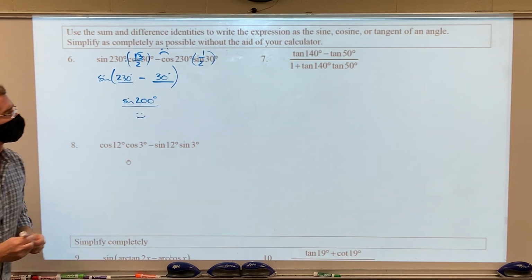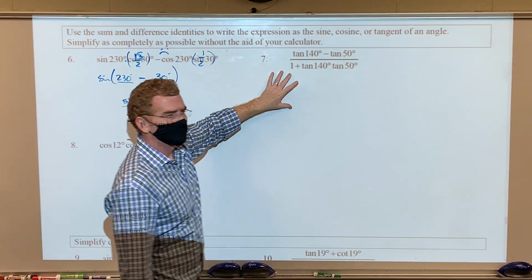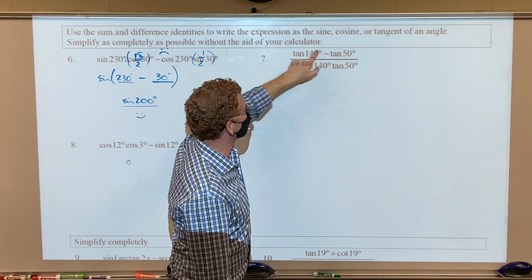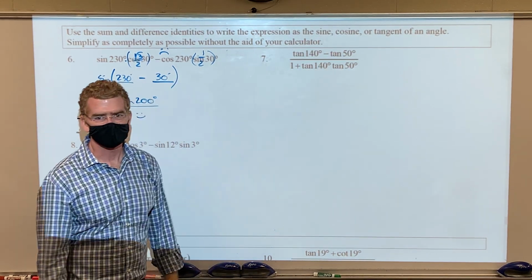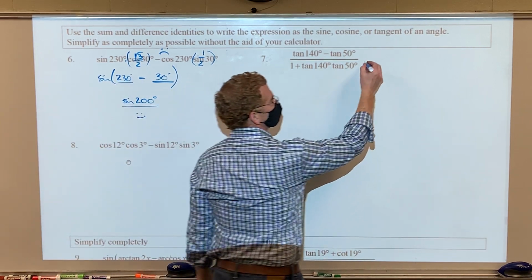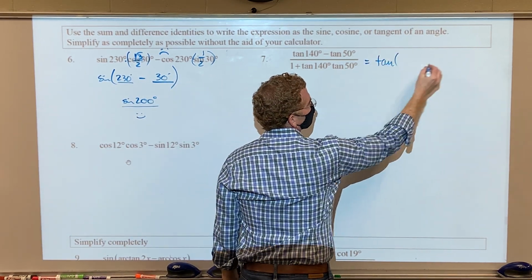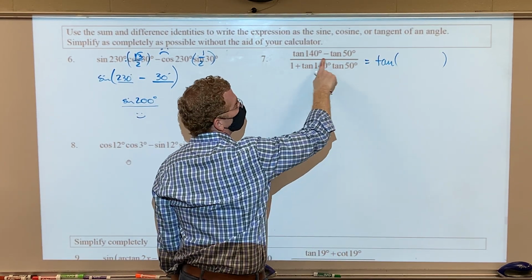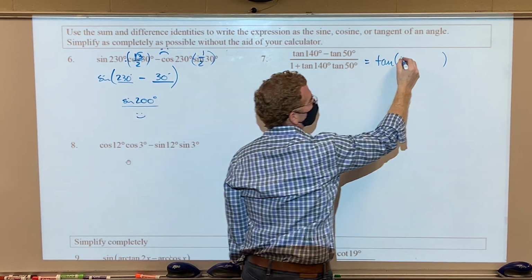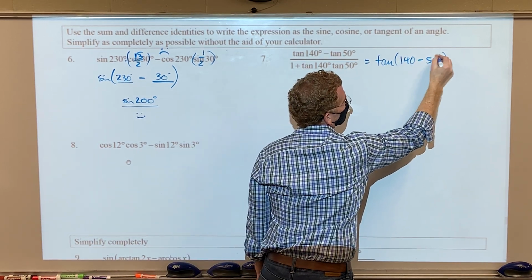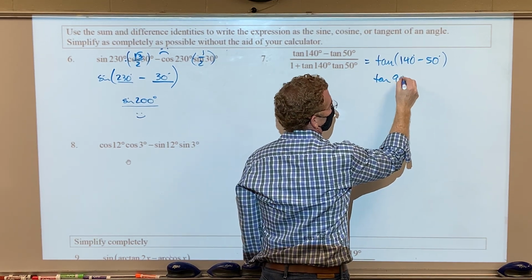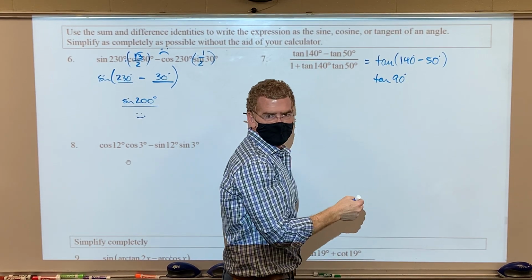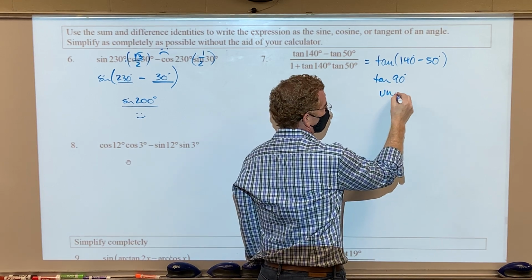Can't go any further. What about this? I don't know how to do any of these angles with trig functions because they're not special. But do you recognize that identity? That is a tangent of alpha minus beta. So that ends up being tangent of 90. Oh, and tangent of 90, I totally recognize that is undefined.